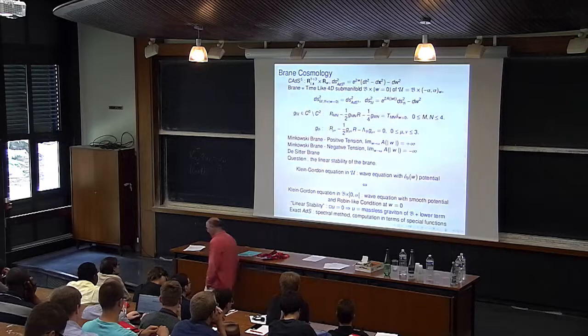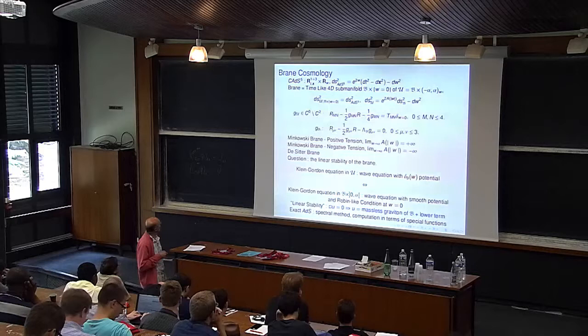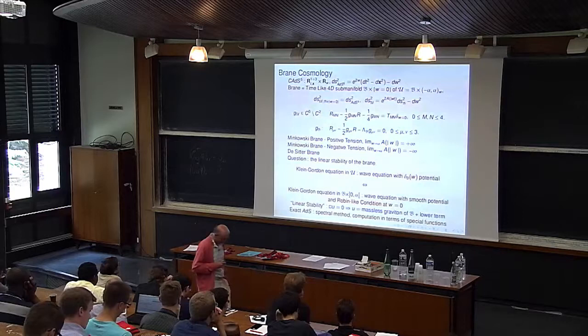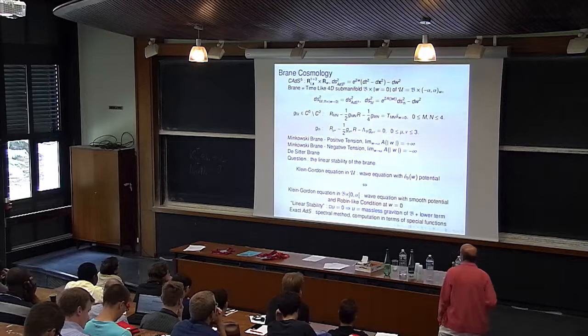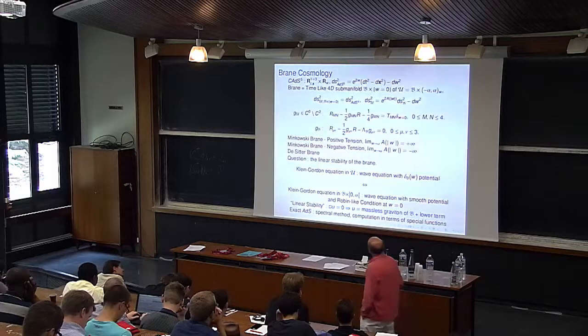For instance, if we take a of w equal to w or minus w, we obtain the Minkowski brane, or the Minkowski brane with negative tension. It depends on the sign of a at infinity. Since we have the foliation of the anti-de-Sitter spacetime by a family of de-Sitter spacetimes, we can introduce in the same way the de-Sitter brane. And the great question in brane cosmology is the stability of this cosmological model.